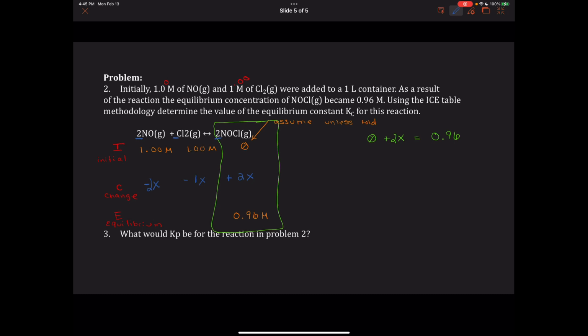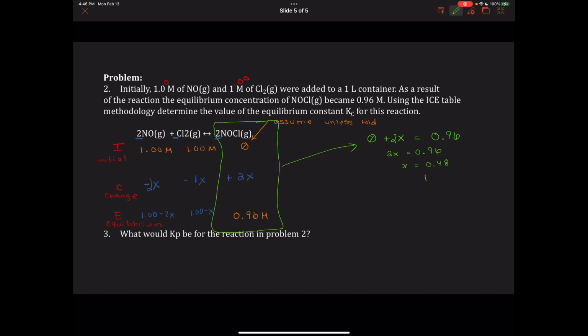So ultimately, we're looking for that equilibrium amount. So the way we get that equilibrium amount is we go down each column and we do exactly what it says. So my NO is going to be 1 minus 2x. My Cl2 is going to be 1 minus x. And then we know that my NOCl is going to be 0 plus 2x. We are now using this information to figure out what x should be. So I'm going to take that equation and I'm going to rearrange to solve for my x. And I'm going to find that my x is 0.48.